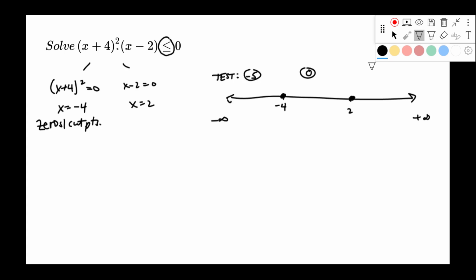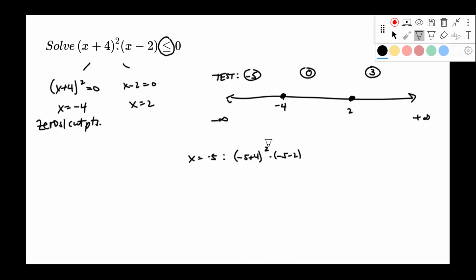And between 2 and infinity, how about 3? We're going to test them in this equation here. It's already been factored. So let's test x equals -5. If I put it in, I get (-5 plus 4) squared times (-5 minus 2). Well, let's look at this carefully.